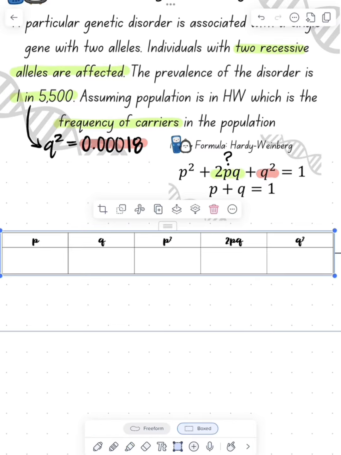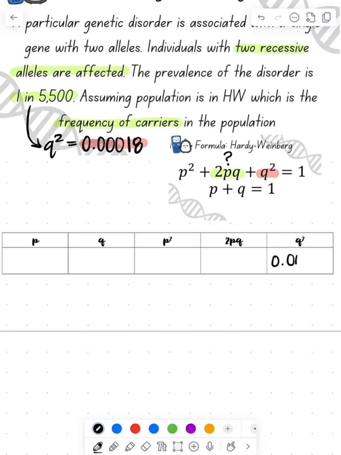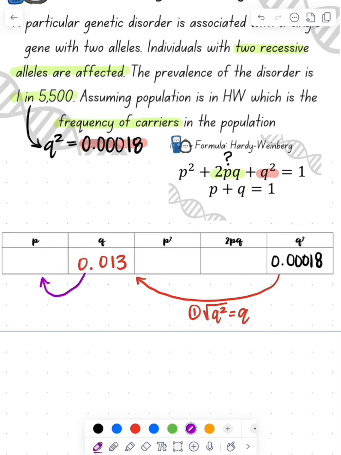So I always solve these using this beautiful little chart. And we always want to start with q squared since I only know that value. So we'll start with q squared, and then I can do the square root of q squared to get q. So if I do the square root of 0.00018, that gives me 0.013.